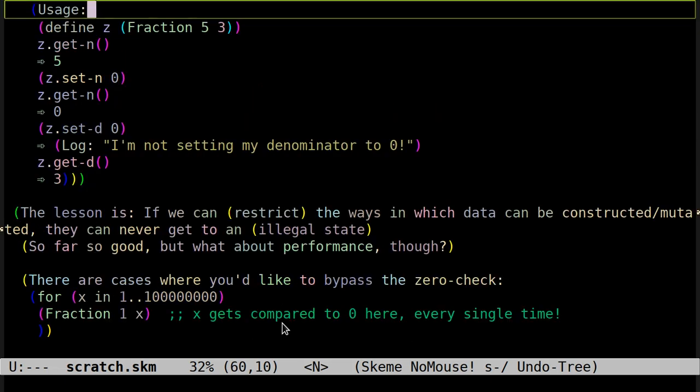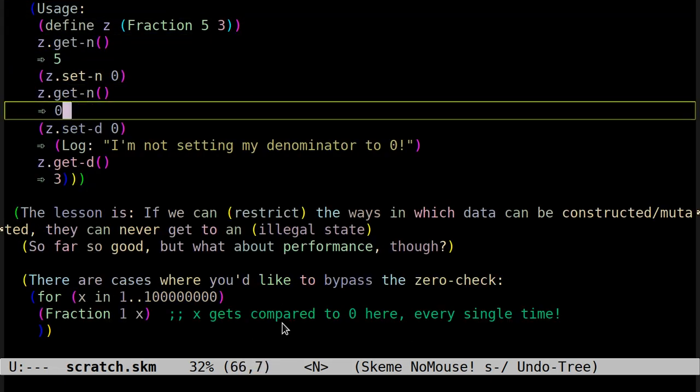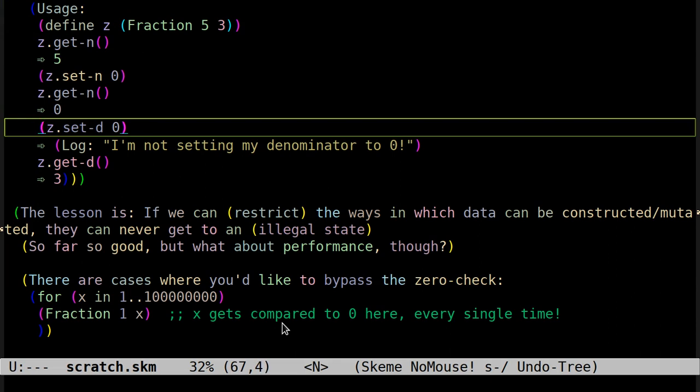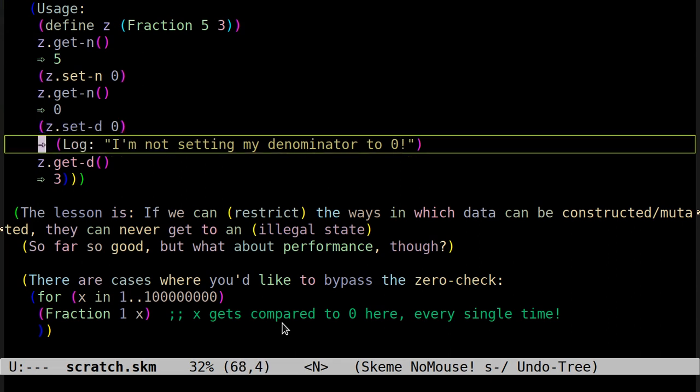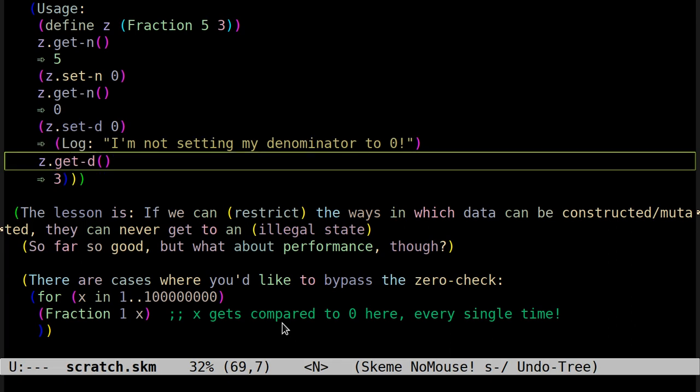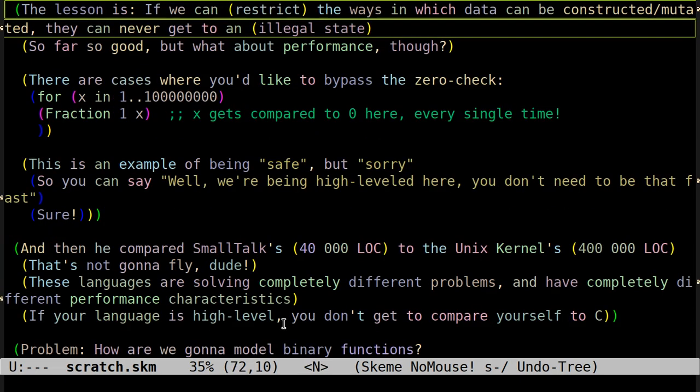So the usage is as before. n doesn't change, but when you set d to 0, it logs an error: I'm not setting my denominator to 0. Then when you look at z again, it doesn't change. Get d, it doesn't change to 0. Okay, so the lesson is, if we can restrict the way in which data can be constructed and mutated, then they can never get to an illegal state.